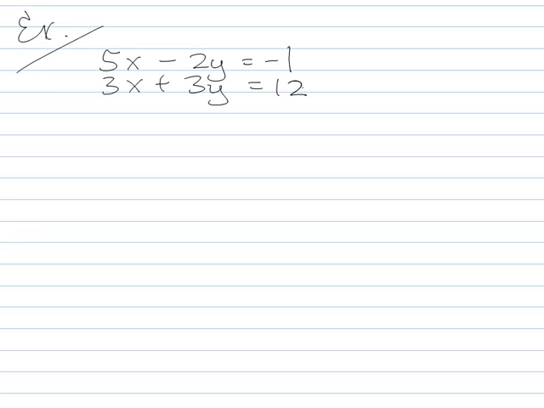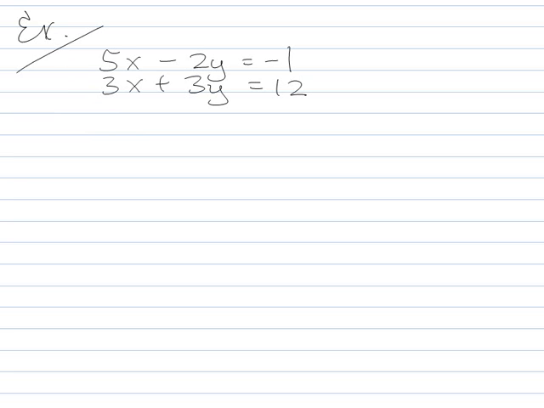Try, where's a good one? Try 5x minus 2y equals negative 1, and 3x plus 3y equals 12. Now in this problem, we're going to have to multiply both the equations by something, because I can't get from 3 to 5, and I can't get from 2 to 3, so I'm going to have to multiply them both by something. This is kind of like finding a common denominator, like when you're adding fractions. You're going to go through the same process.